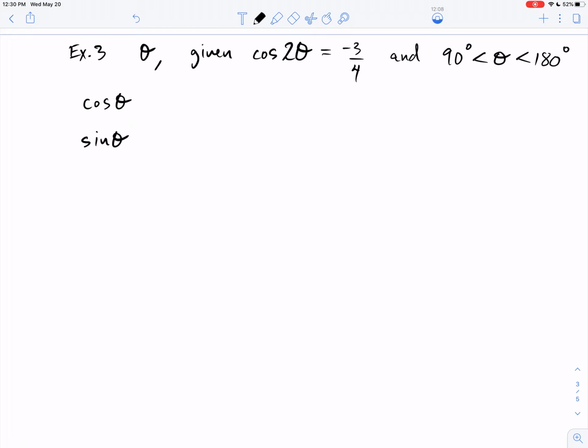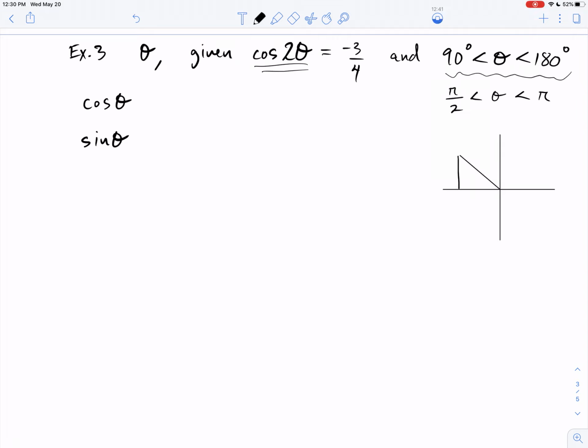And it says given, now they're giving me a double angle that's equal to -3/4. And look how they're writing this information. They want me to look between 90 degrees and 180 degrees. Now, just a heads up, they could say between pi over 2 and pi. Either way, what quadrant does that put me in when I'm looking for my answers? It puts me in quadrant 2.